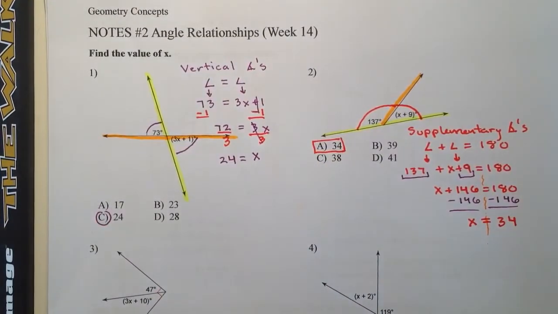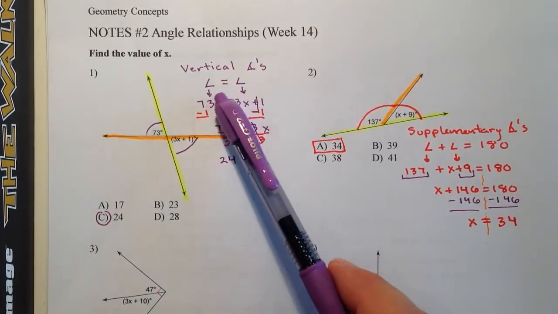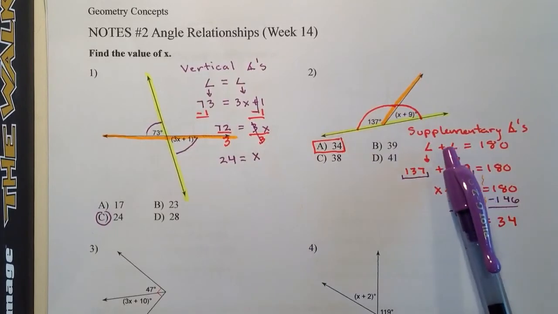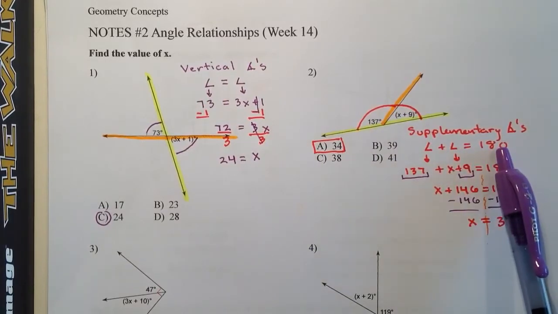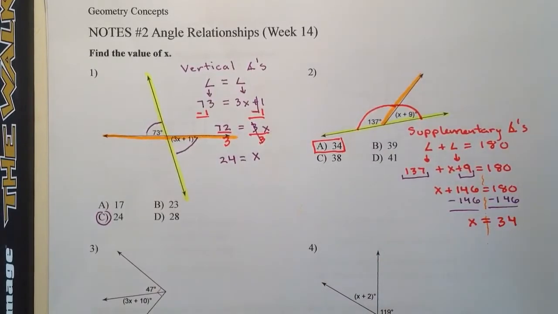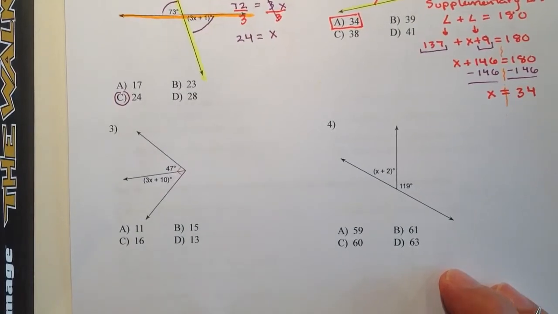Okay. So again, you just have to make sure you recognize, oh, if they're vertical, make them equal to each other. If they're supplementary, that means they make 180. Well, then add them up and make it equal to 180. Just make sure you keep that equal sign where it belongs. And then, of course, we have these two down here. So we really have just one more.